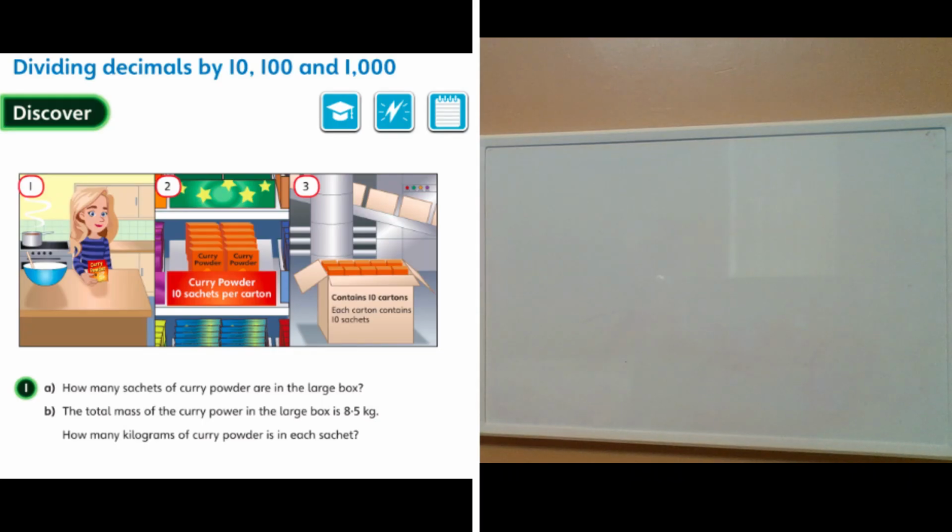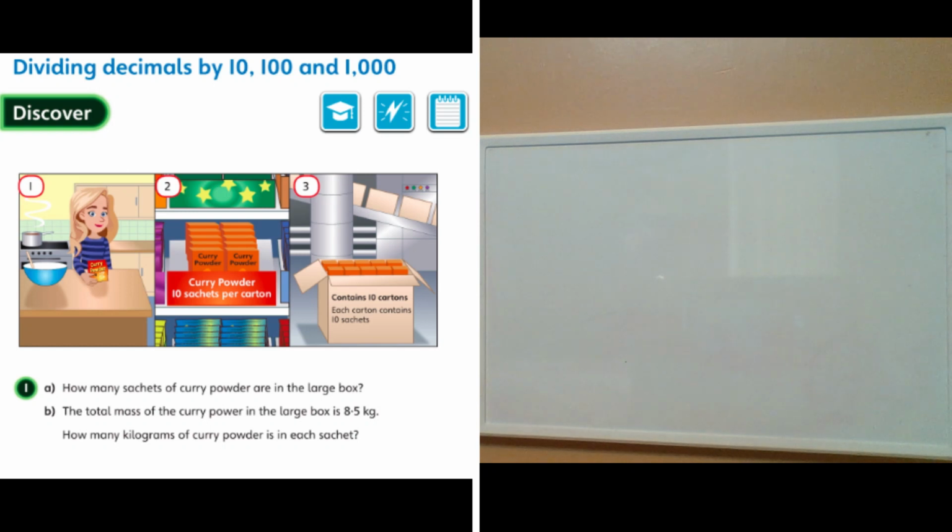Alright, so now for the discover portion. There we see a 3-part picture. In part 1, there's a woman in the kitchen and it looks like she's cooking with some curry powder. She has a small sachet of curry powder. In the second picture, we see the inside of a supermarket, and on the shelf there are some cartons of curry powder, and it says that there are 10 sachets per carton. So I can imagine that inside of each of those cartons, there's 10 sachets.